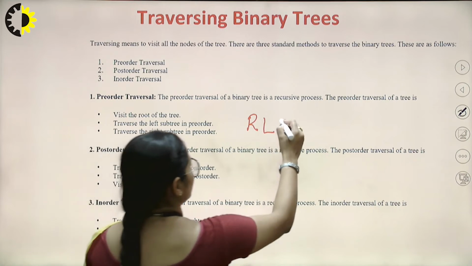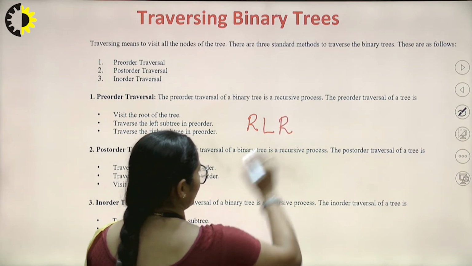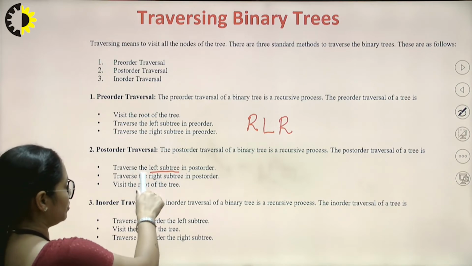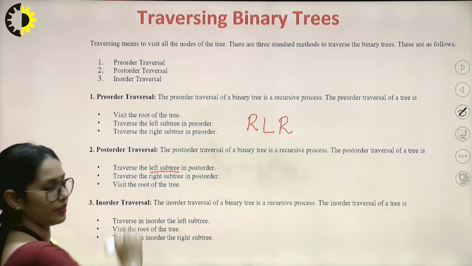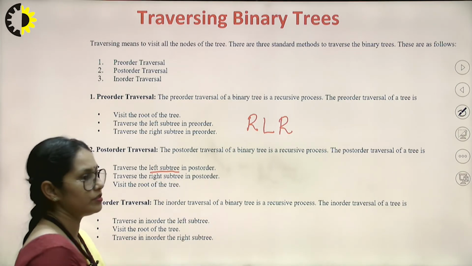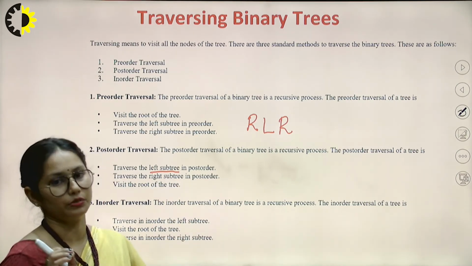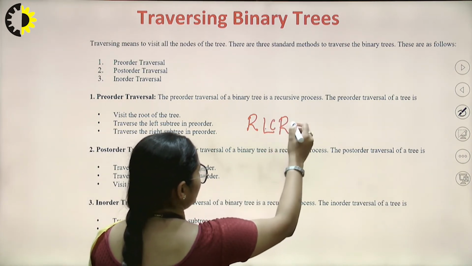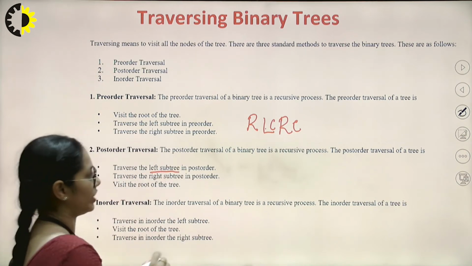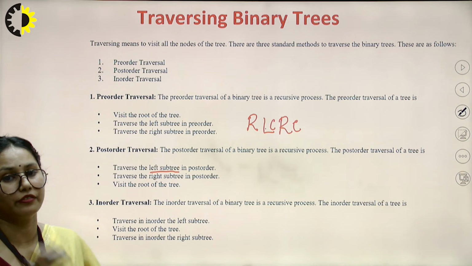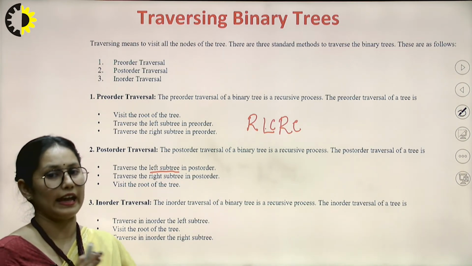So that is again R. Okay. And in post order, what you have to do? You have to first traverse the left side. Post order means that at last you have to visit the root node. So if I say LC is your left child and RC is your right child, in post order you have to visit the root node at the end.